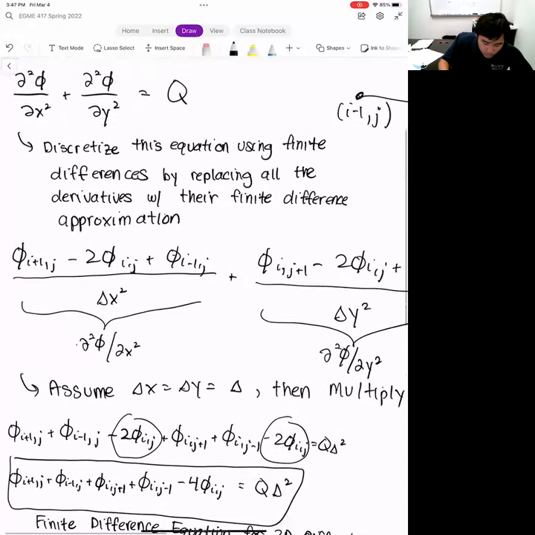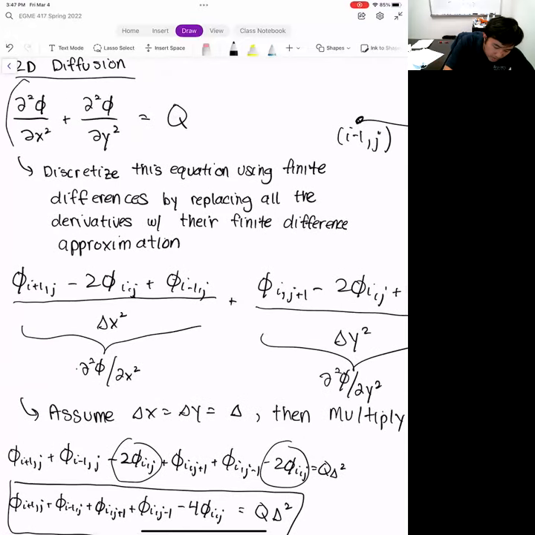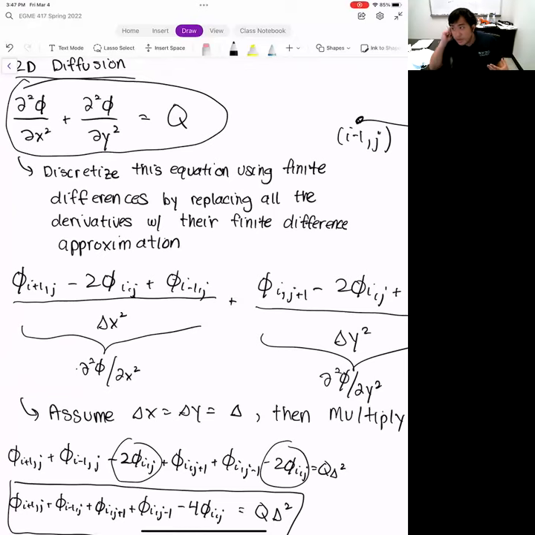This process that we just went through, where we started with this differential equation and replaced the derivatives with their finite difference approximations, is important. This is something I expect you to be able to do on the exam, because it's a fundamental skill, a fundamental piece of knowledge that I want you to take away from this class, of how to form these types of approximations.